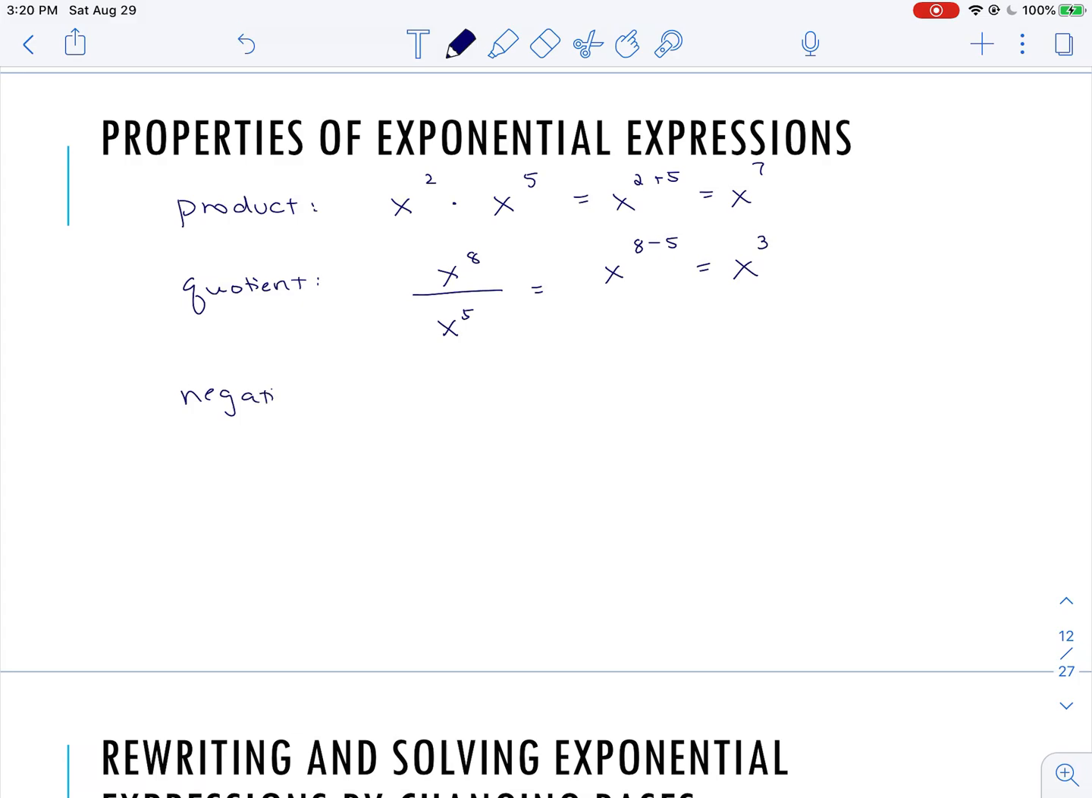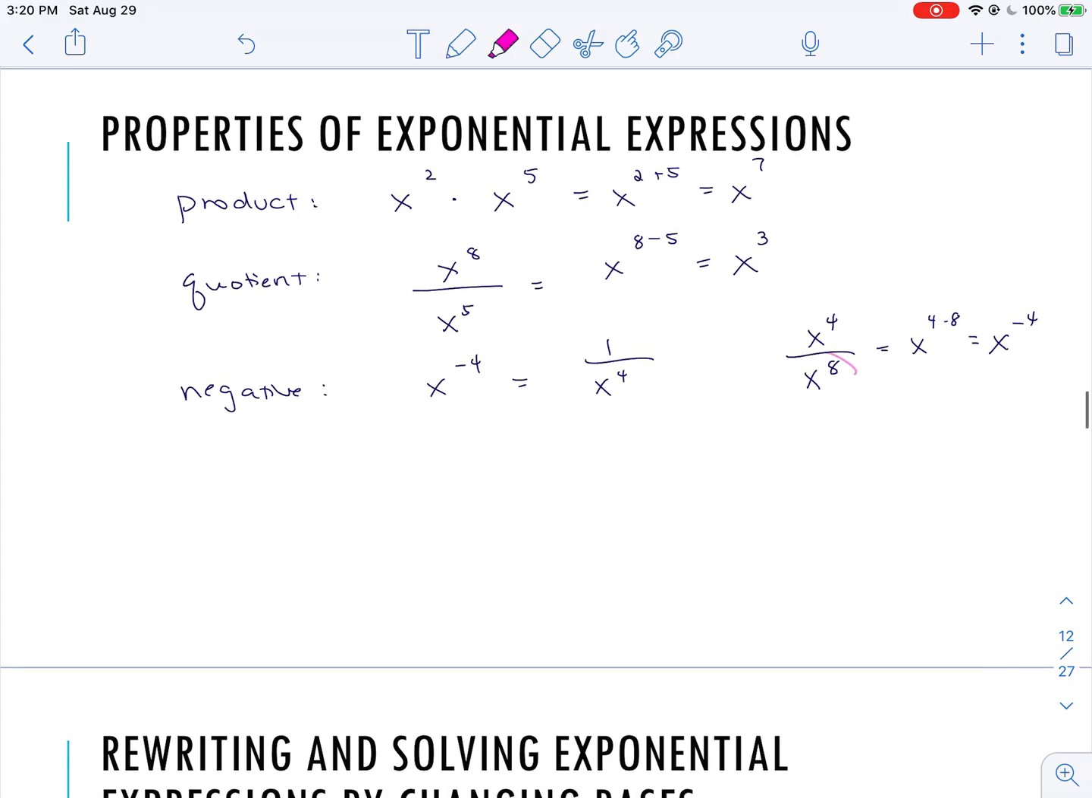If you had a negative exponent, like x to the negative fourth, that is the same thing as 1 over x to the fourth. And that just comes from the quotient property. So if I had x to the fourth over x to the eighth, the rule is subtract their exponents and you would get x to the negative fourth. But notice there's more x's left in the denominator. That's why you would have x to the fourth remaining in the denominator after you canceled.